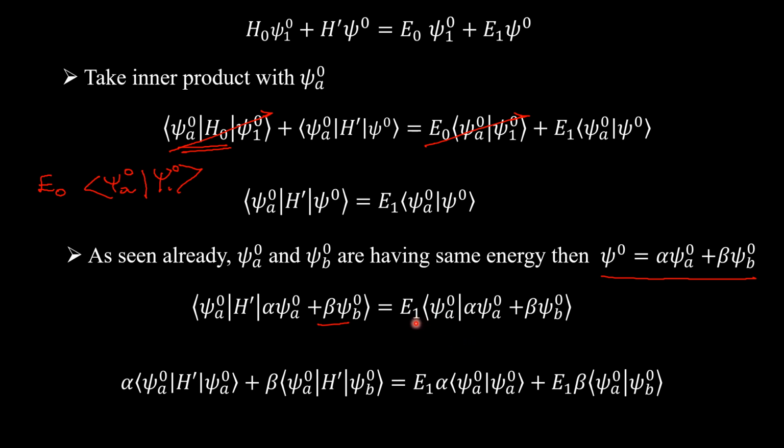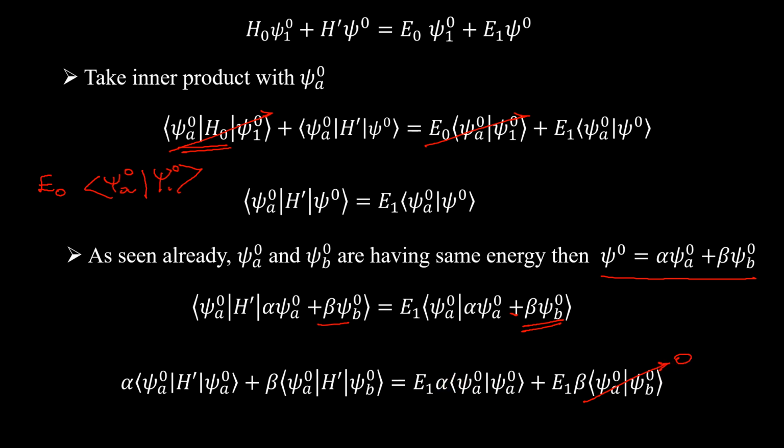You do the same thing on the right hand side. You take psi a 0 and alpha, alpha outside, then psi a 0, psi a 0. Then the next term is E1 and beta outside, psi a 0, psi b 0. Here, on the left hand side, we don't know what will happen when H prime acts on psi a 0 or psi b 0, so you leave the left hand side as it is. On the right hand side, psi a 0 and psi b 0 are wave functions of two different states. Naturally, due to the orthonormal property, it will be 0.